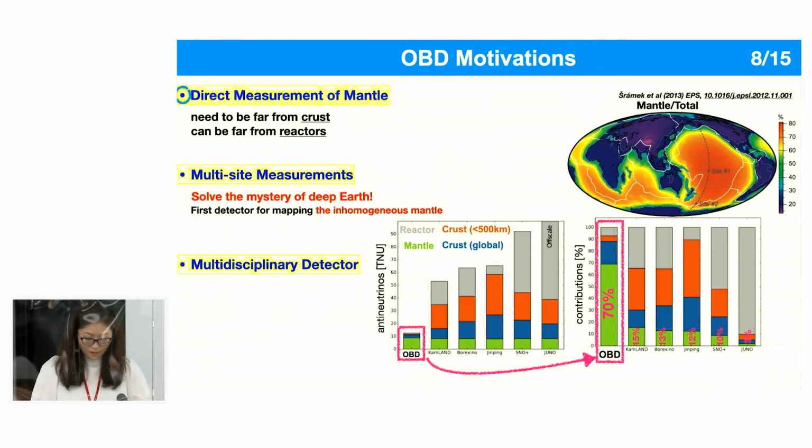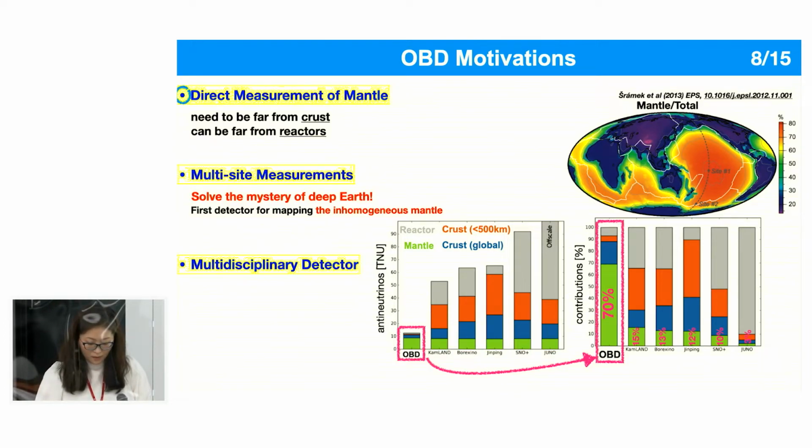So this is the diagram which shows you each experiment's position and the antineutrino rate, and also each contribution, categorized as the reactor, green is mantle, and the crust, red is close to the detector, and blue is the global.